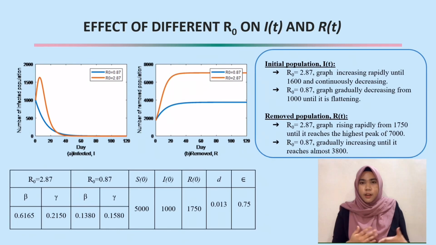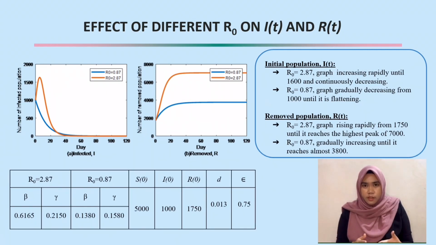The removed graph shows that R-naught more than 1 is also rising rapidly from 1,750 until it reaches the highest peak of 7,000, while R-naught less than 1 is gradually increasing until it reaches almost 3,800. The graph shows that when R-naught increases, the number of removed population also increases. In the SIRV model, the removed rate is considered to be equivalent to the death and recovery rate, as the number of deaths is low compared to the total population. Thus, it explains the differences of the curve increment on the graph of removed population.